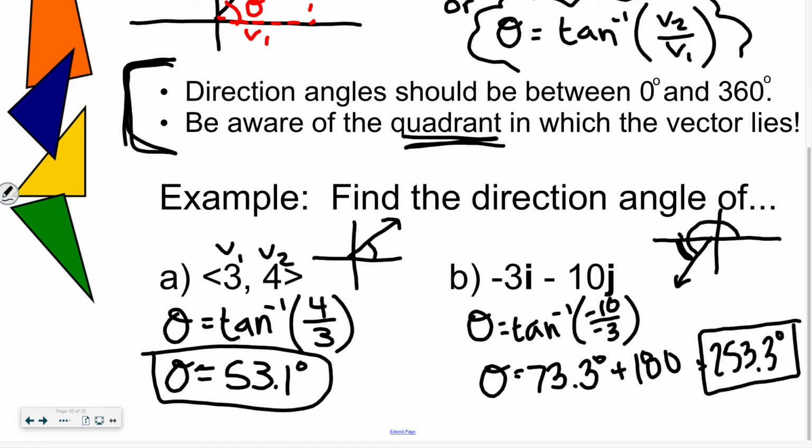Your homework's on your gold sheet, so work through those problems, and we'll talk more about vectors tomorrow.